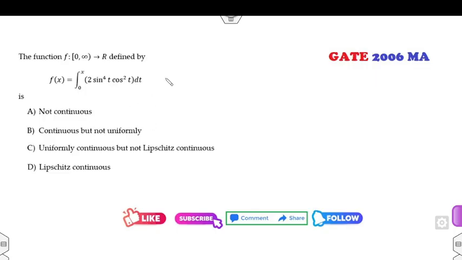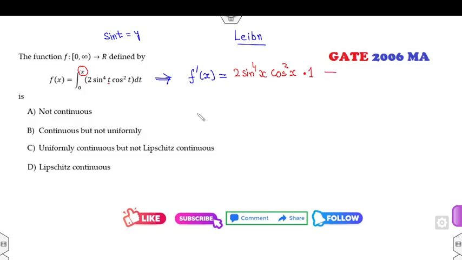The function f is defined like this. Now, you can either integrate it, substituting sine of t as y and then solving it, or I can check its derivative. How can you differentiate it? I can use the Leibniz rule. What is the Leibniz rule? I substitute the upper limit, 2 sine raised to power 4 of x, cos square of x, into the derivative of the upper limit, minus the substitute of the lower limit, 2 sine of 0 is 0, cos of 0 is 1, into the derivative of this lower limit.